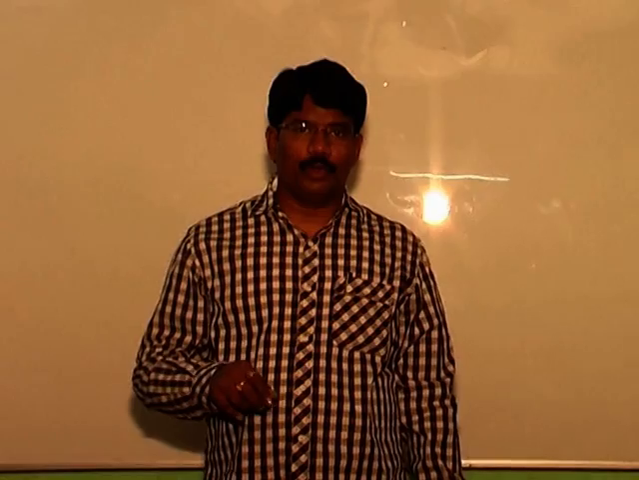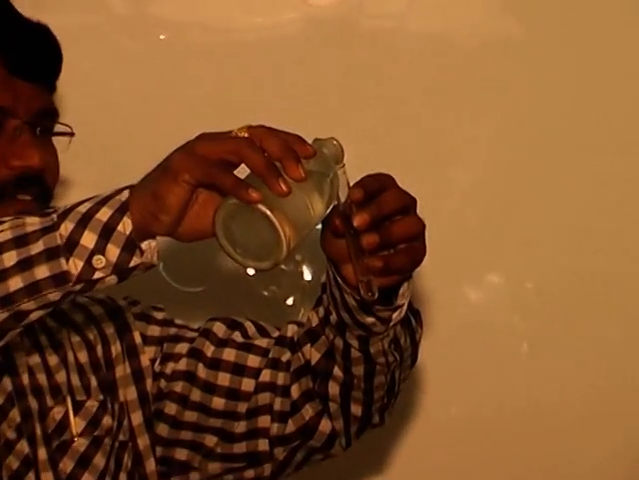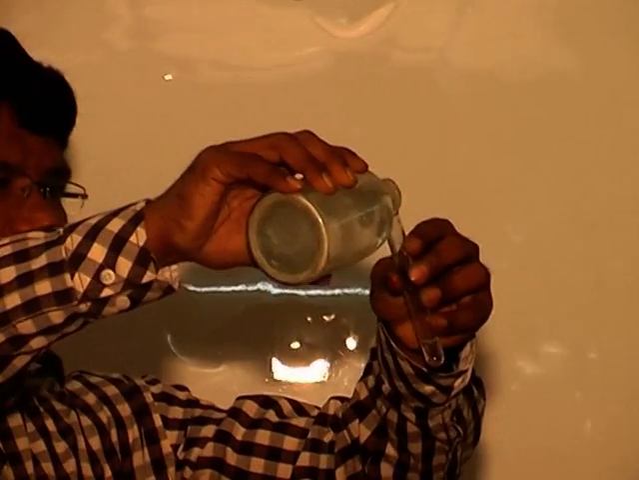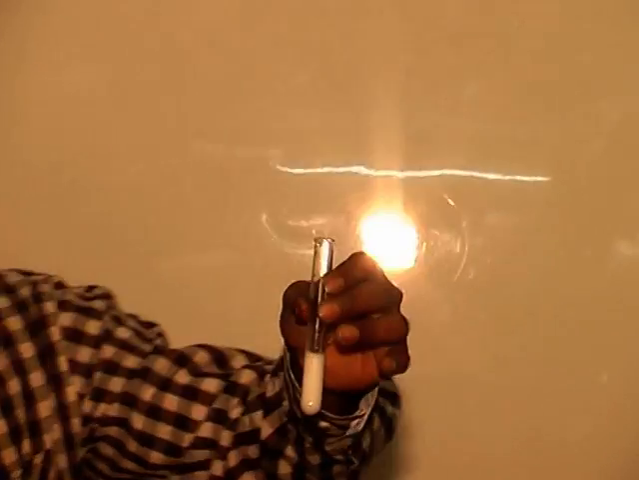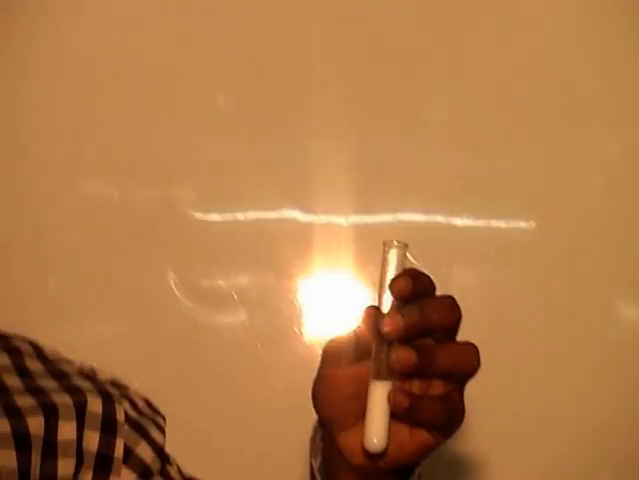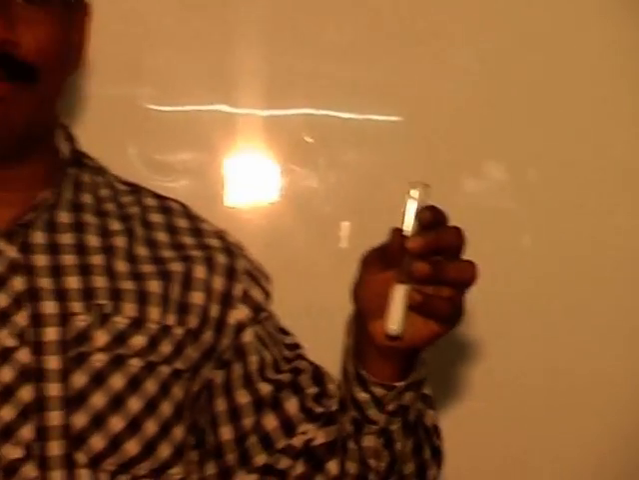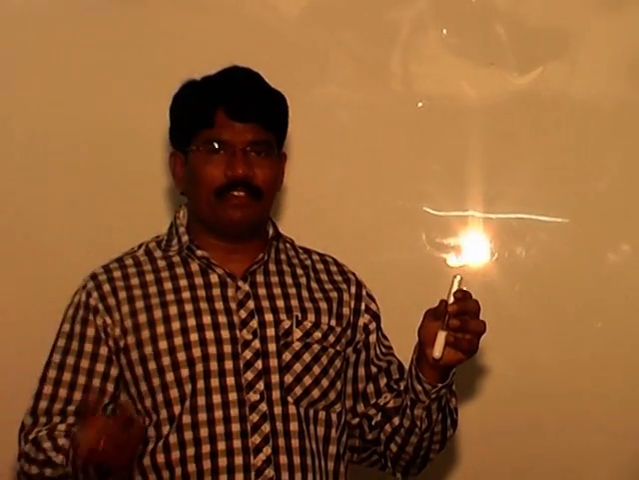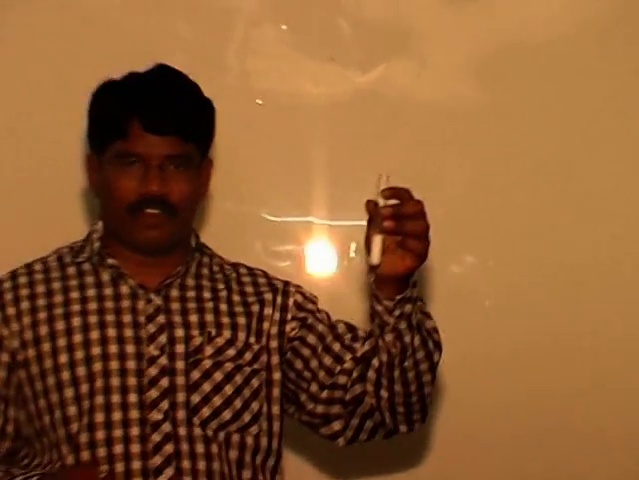For that we need to do the barium chloride test. So now I am taking a sulfate salt solution, and to this I am adding barium chloride. Now a white precipitate is formed. If a white precipitate is formed, then sulfate ion may be present. Then immediately we need to do the confirmatory test for this.